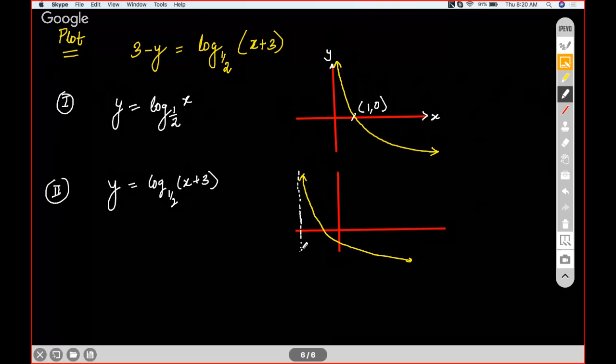The asymptote. Over there it was x equals 0. Now it will be x equals minus 3. Or you can say x plus 3 is equal to 0. Okay. Now what do you want to do?